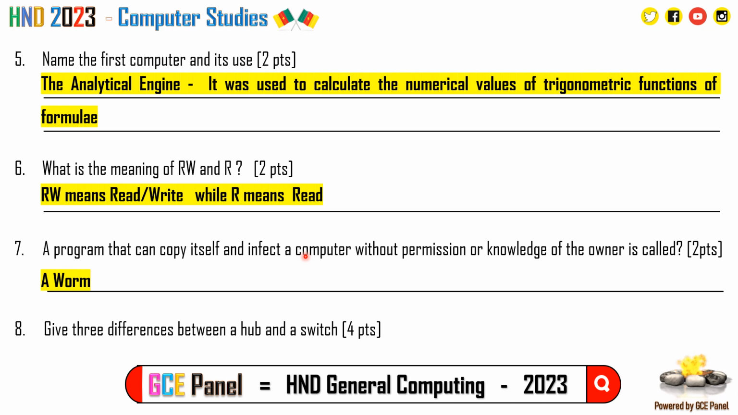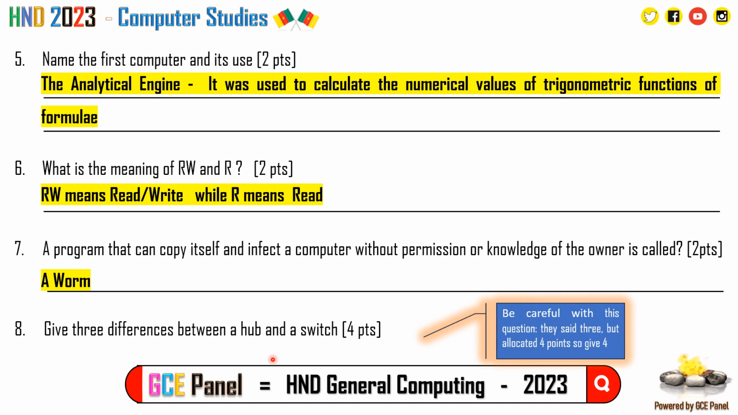Question 8. Give 3 differences between a hop and a switch. Be careful with this question. They said give 3 differences, but they have given 4 points. What does that tell you? Give 4 differences between a switch and a hop.